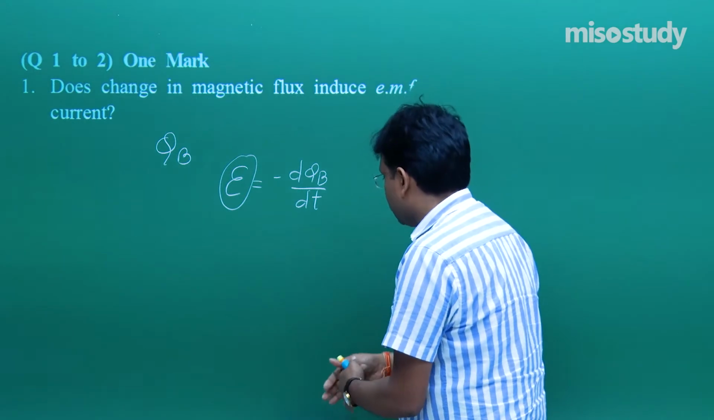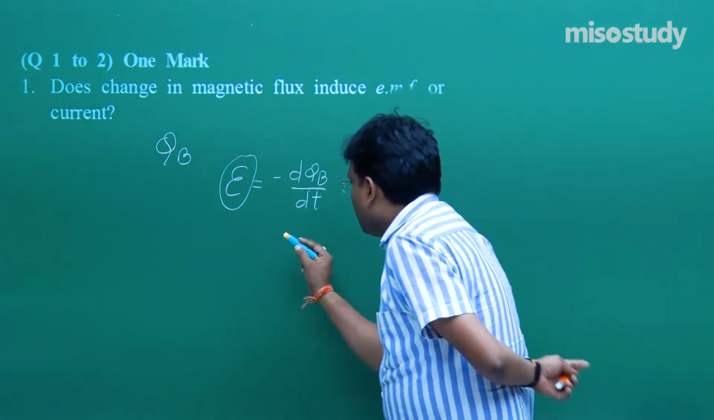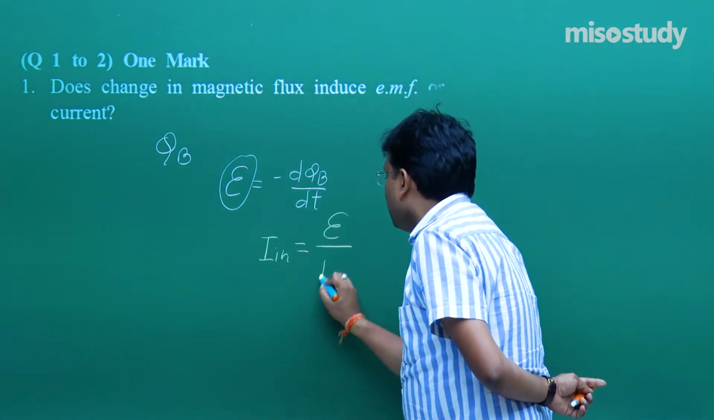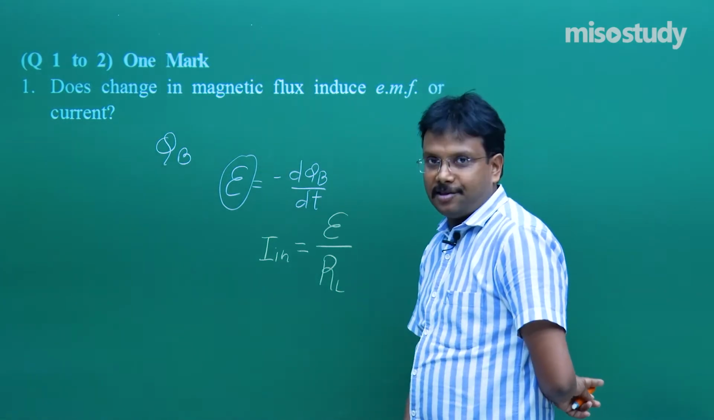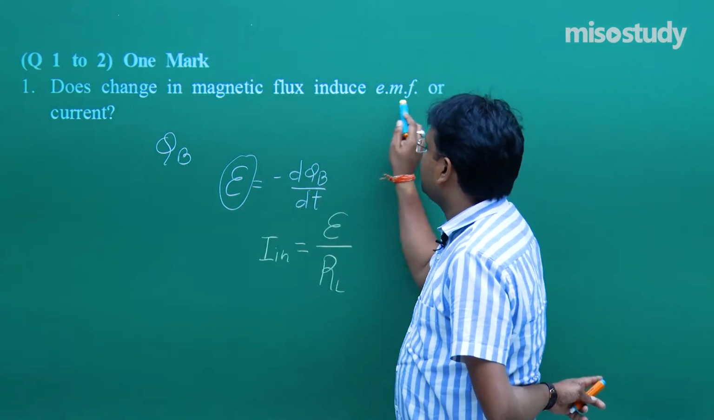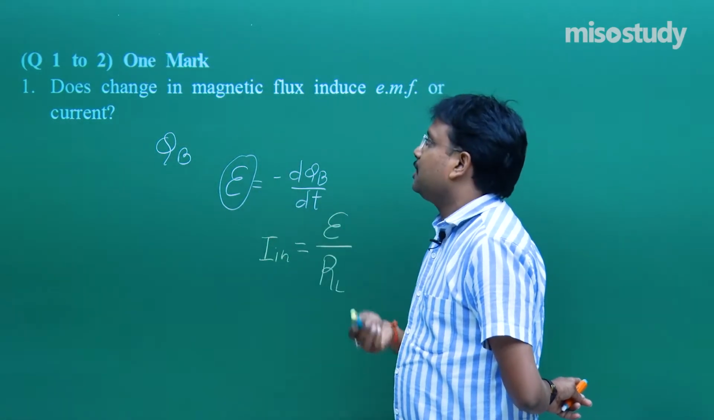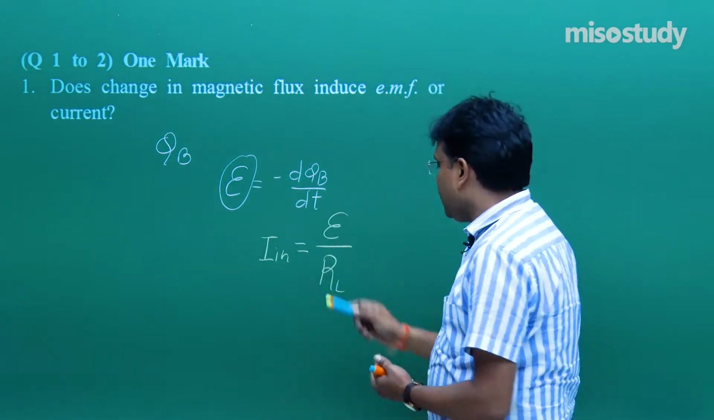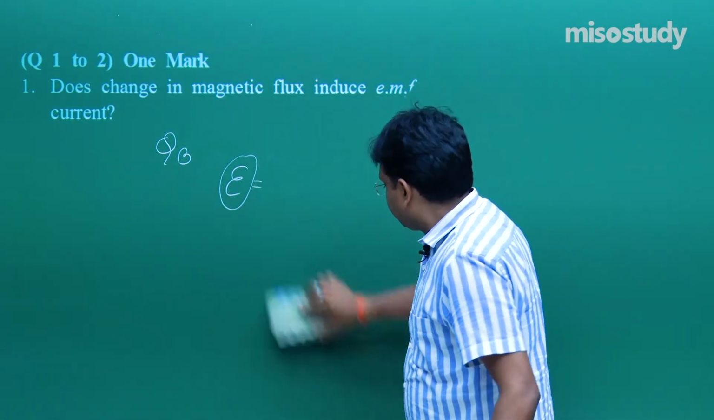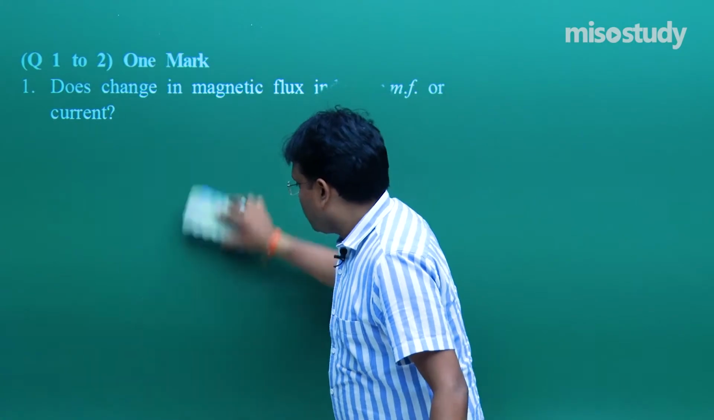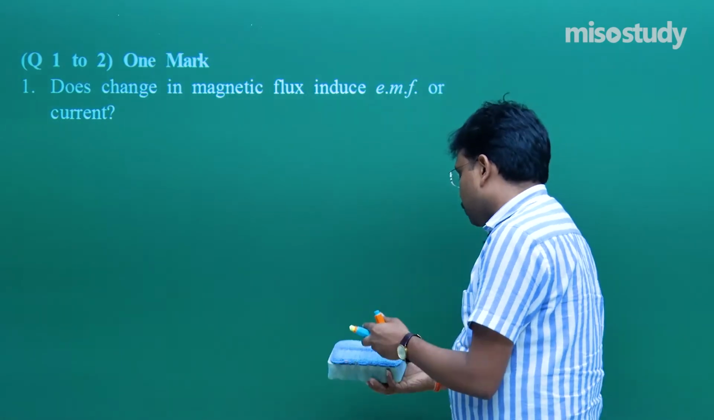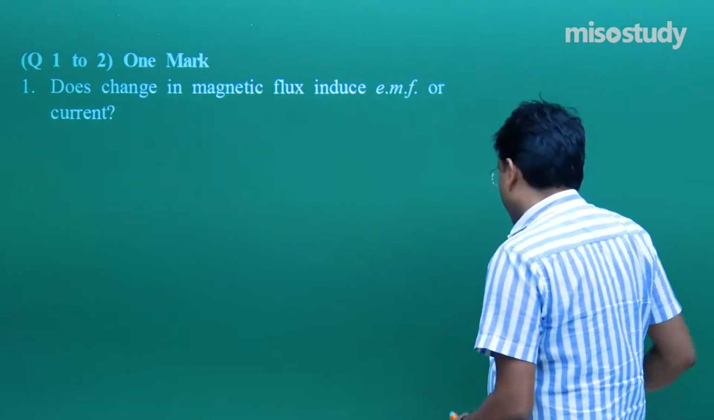So from here this induced EMF comes first into the picture, then the induced current, I induced, is equal to this EMF upon the load resistance. So the answer should be that the induced EMF will come after the change in magnetic flux takes place. Current is not the first thing that will come into the situation. Now it is going to be question number 1, and in 1 mark, as usual, you just have to mention some basic points.